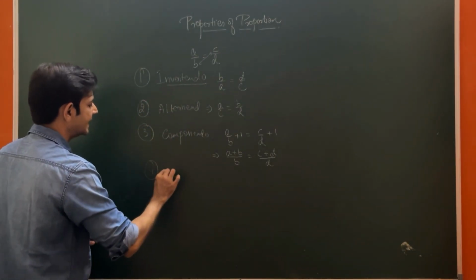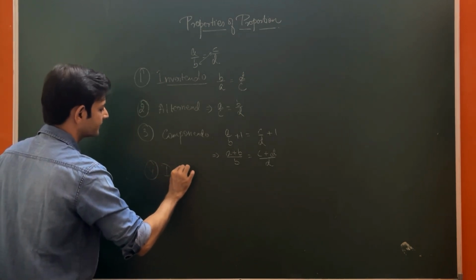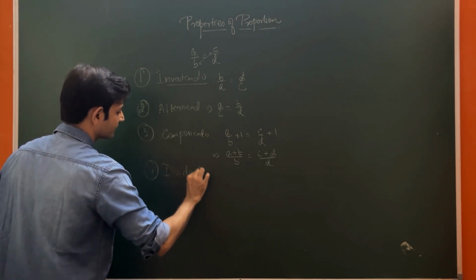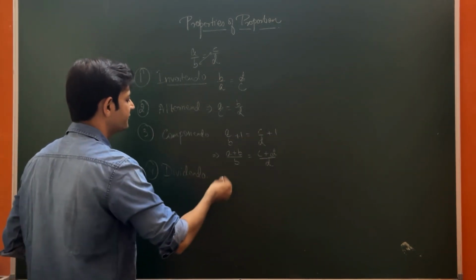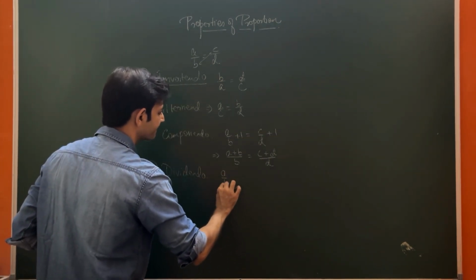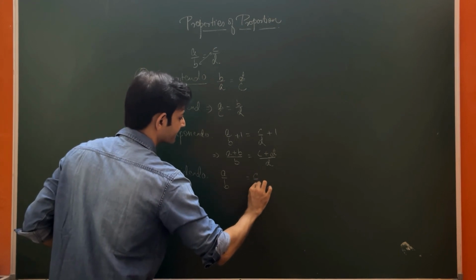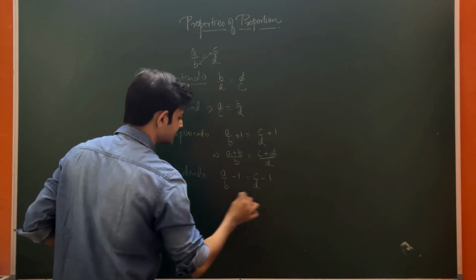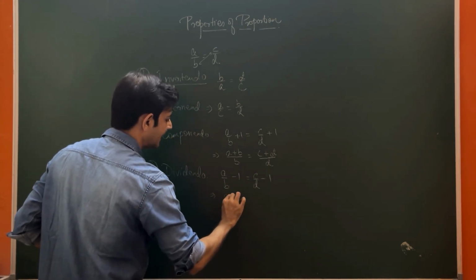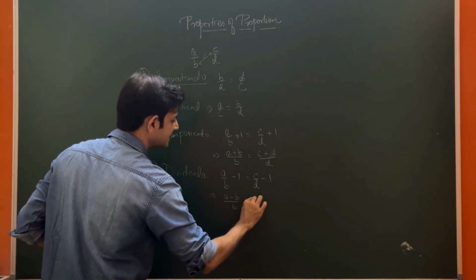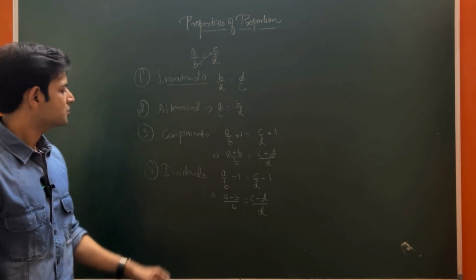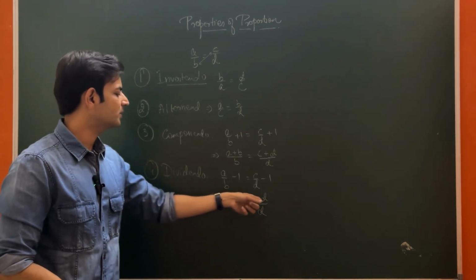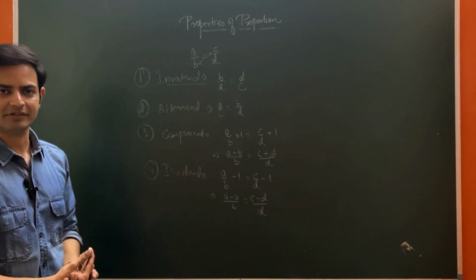Fourth is dividendo. So the way we did plus 1 here, this time we will do minus 1 again on both sides. So this becomes (a-b)/b = (c-d)/d. So this part where we are doing subtraction is called dividendo.